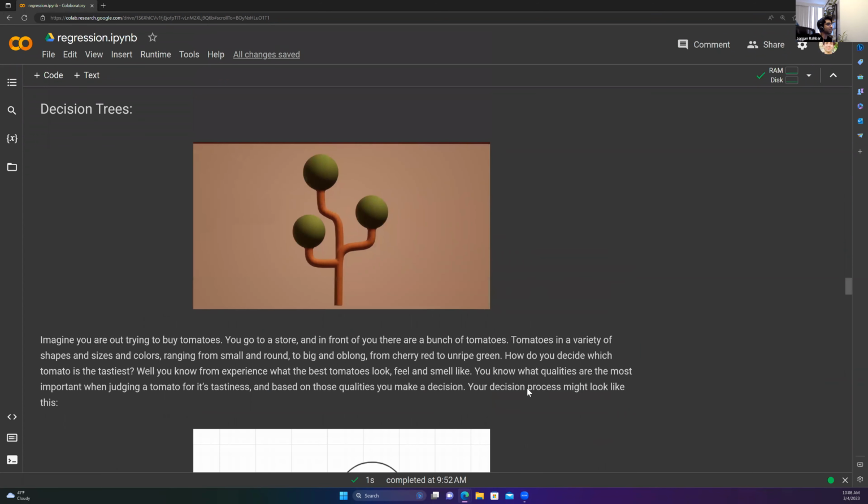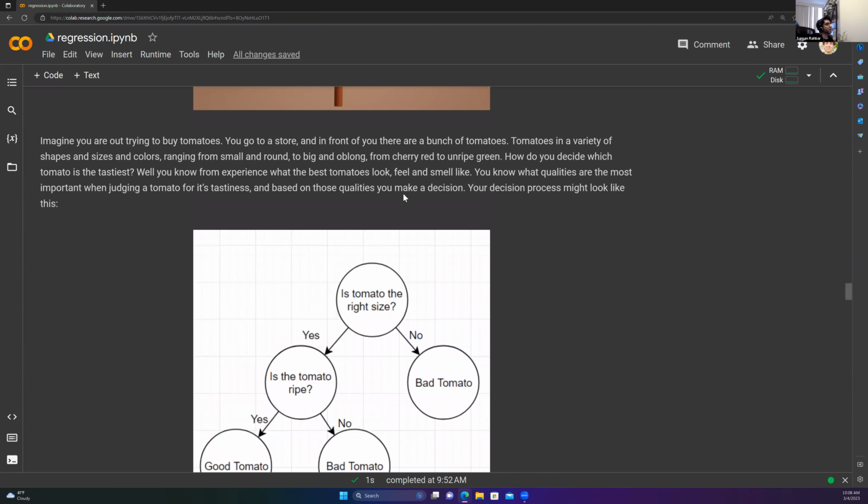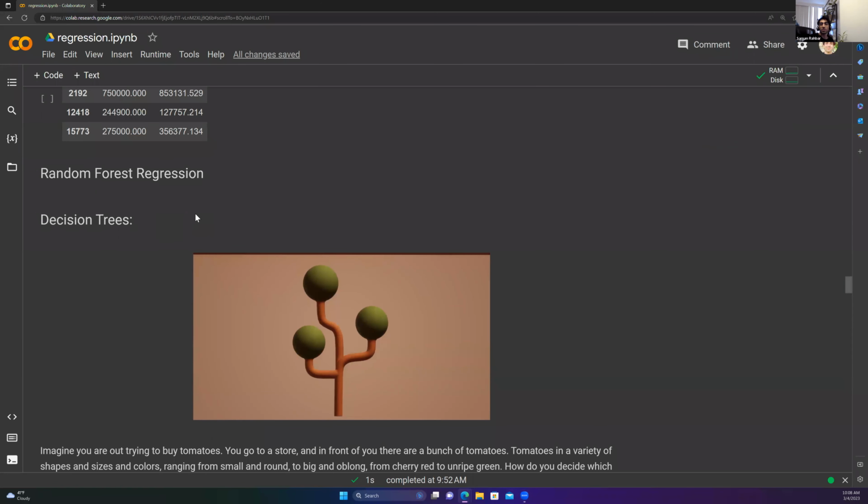So you can think about it like this. Is the tomato the right size? You would say yes or no. Say yes. Is the tomato right? Yes. So then I would come to the conclusion that it's a good tomato. If no, then I won't go for it. Is the tomato the right size? No. So I won't even look at it. I would just put it back and choose another tomato. So that's the concept of decision trees.